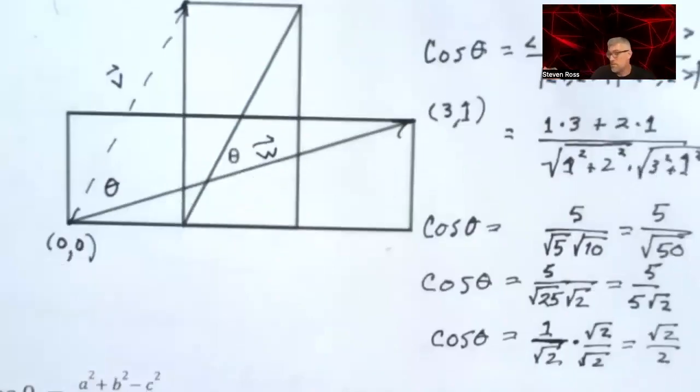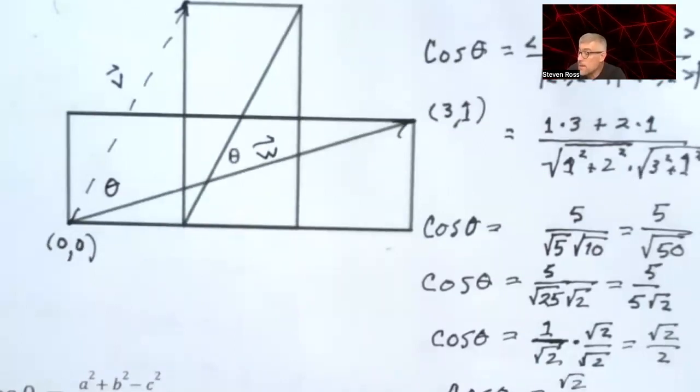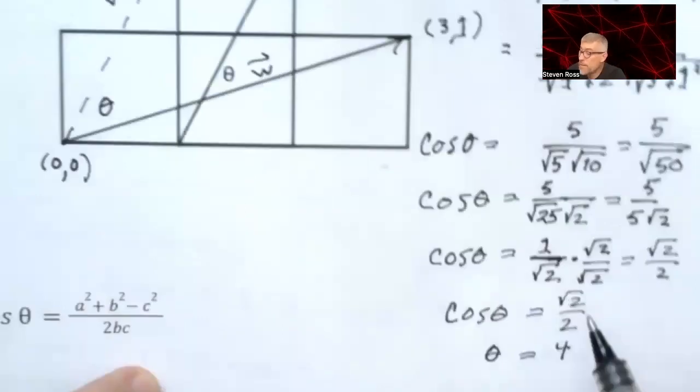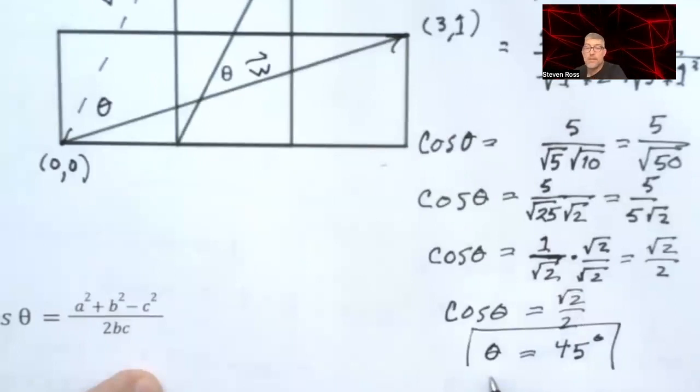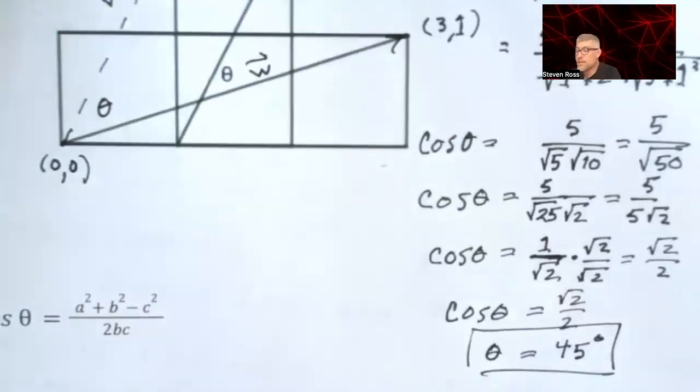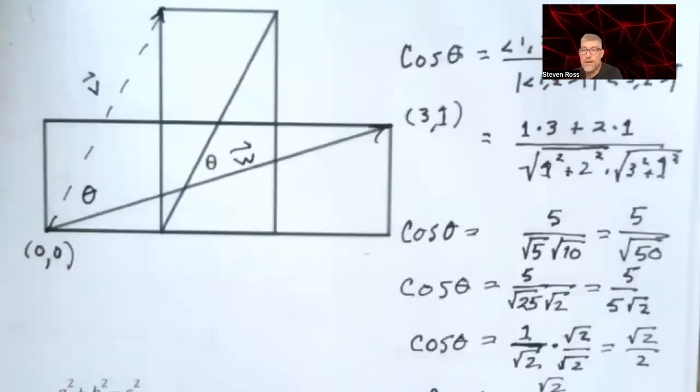Now this is so famous of a ratio for cosine that we don't even have to go to our calculators. So it's cosine of theta equals square root of 2 over 2, or that is a 45 degree angle. So theta is equal to 45 degrees.